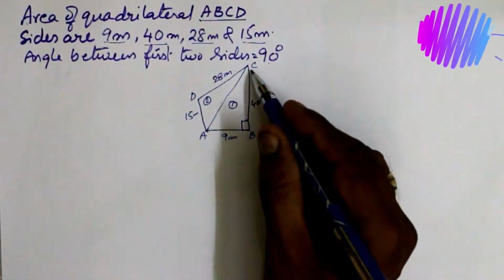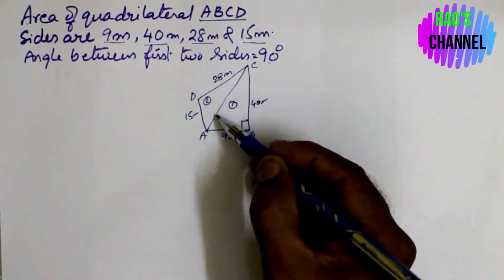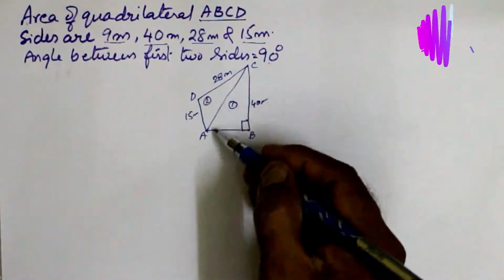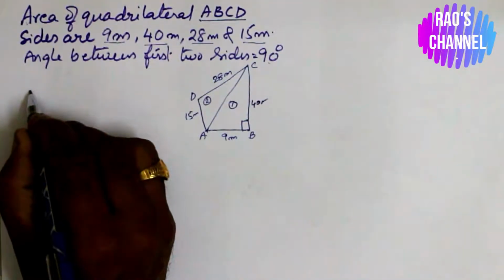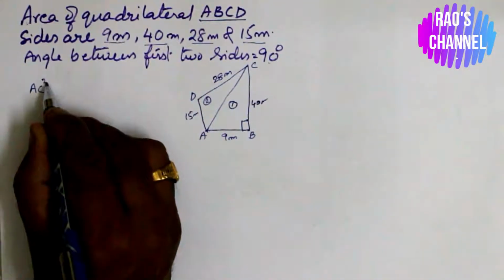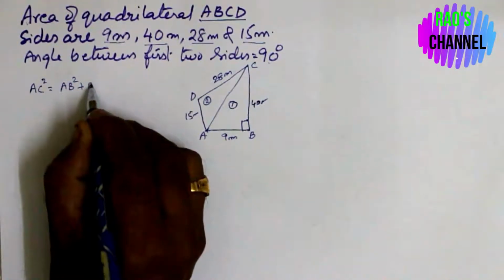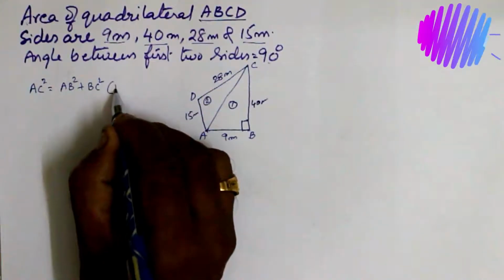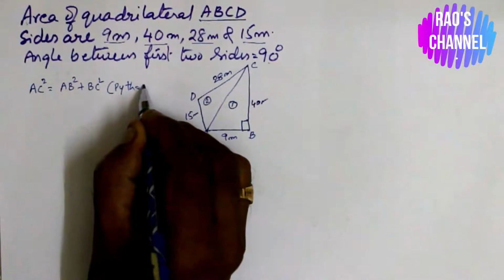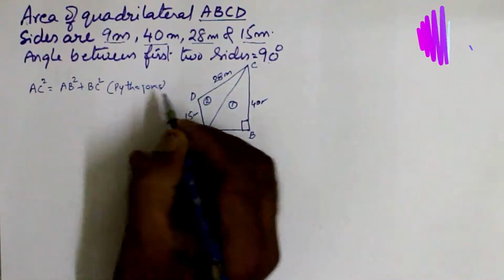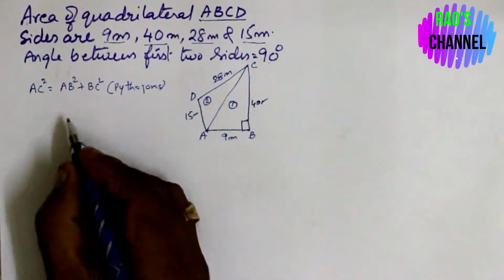But we know this is a right angle triangle, that is ABC. So AC is the hypotenuse. So in this triangle, I can find AC. AC square is equal to AB square plus BC square. Why? Because of Pythagoras. By Pythagoras, we can find the hypotenuse of any right angle triangle.